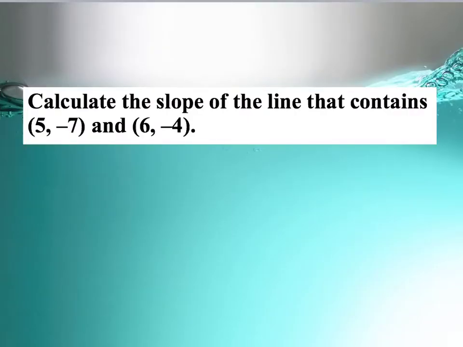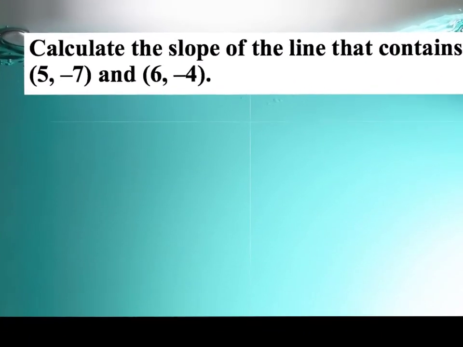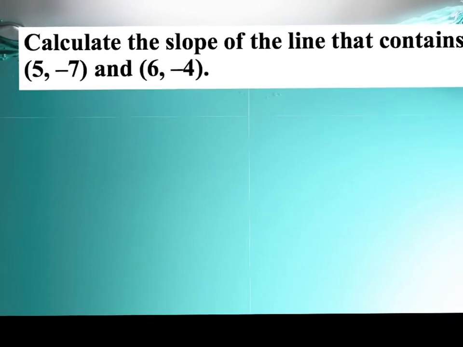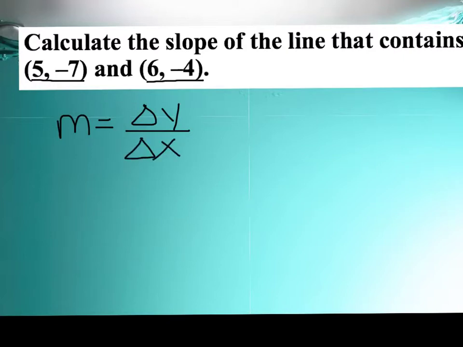Here is our one example for this slide. We're going to calculate the slope of the line that contains these two points. The first point is (5, -7), and the second point is (6, -4). Just a reminder, to calculate slope, it's going to be the difference of y all over the difference of x. And remember, this is the delta Greek symbol, and it means difference or subtraction.